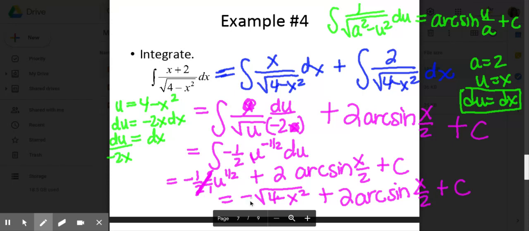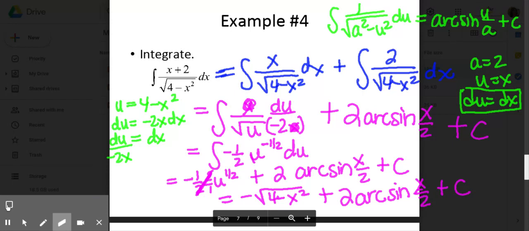So the first part was just negative square root of 4 minus x squared. That was coming from doing just a normal u substitution for this first piece. And then the second piece ended up being straightforward arc sine, just multiplied by 2. So that's why it's 2 arc sine of x over 2, and then the plus c on the end. So that's my final answer, the two pieces there added together.